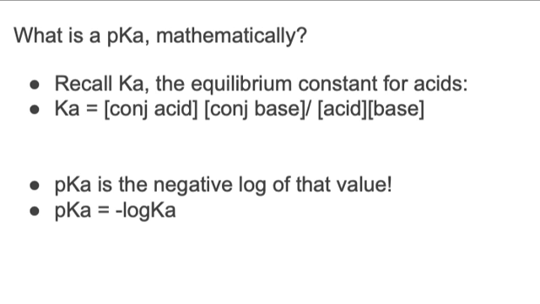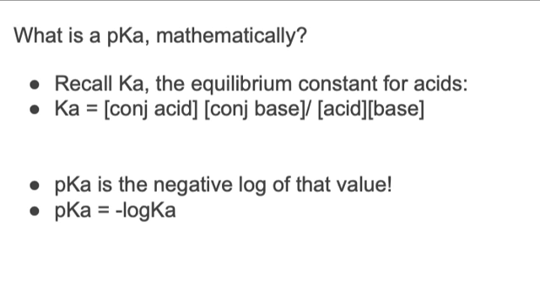So what is a pKa in a mathematical sense? Well, recall Ka. That was our equilibrium constant for acids. Remember, it's the concentration of products over concentration of reactants. So in an acid-base reaction, that would be the concentration of the conjugate acid times the concentration of the conjugate base divided by the concentration of the acid times the concentration of the base. Well, the pKa is just the negative log of that value. So pKa equals negative log of Ka.